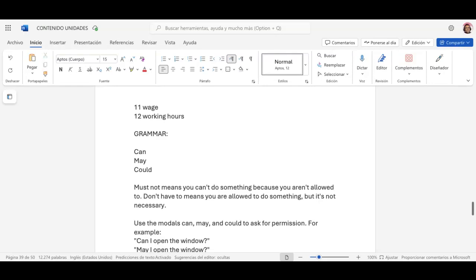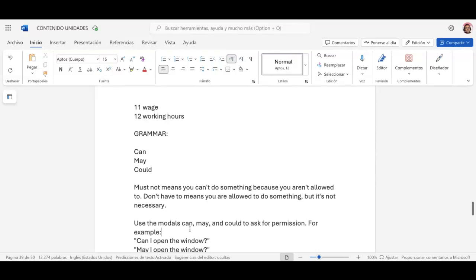But some of them have contracted forms. For example, can, can't, and could, couldn't. But may doesn't have a negative contraction. We cannot say mayn't. We need to say may not. All of them have negative forms, but in this case, may doesn't have a contraction.